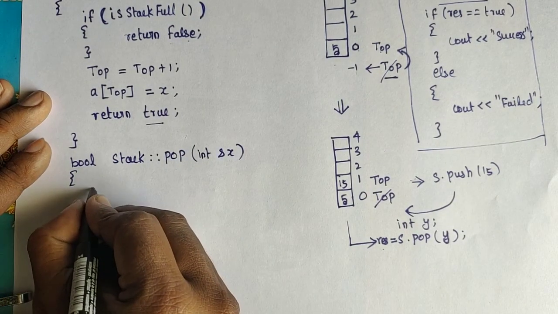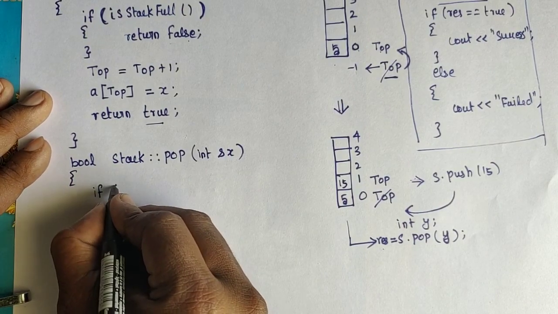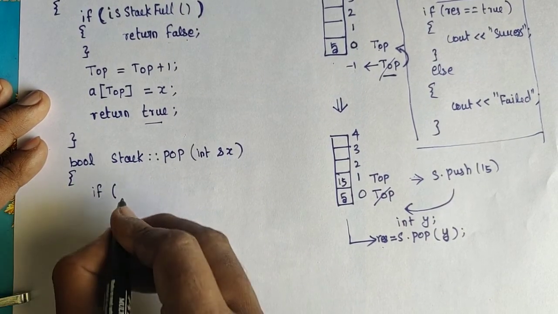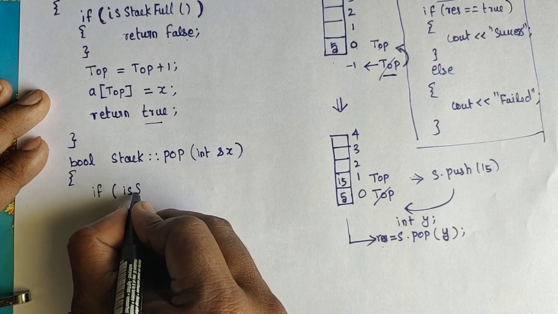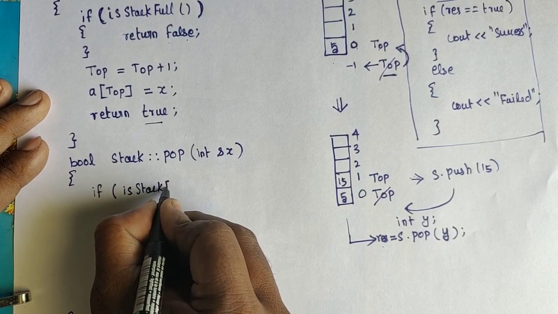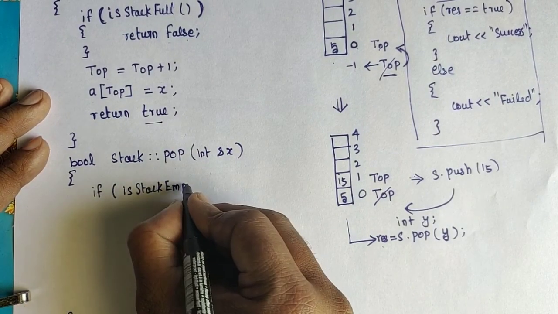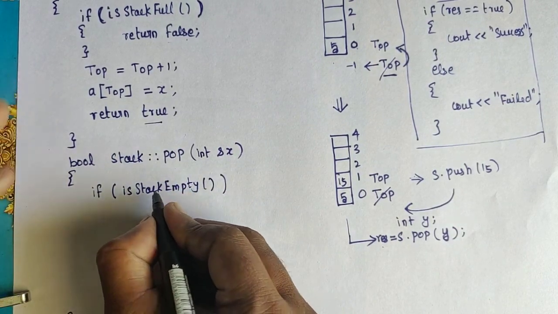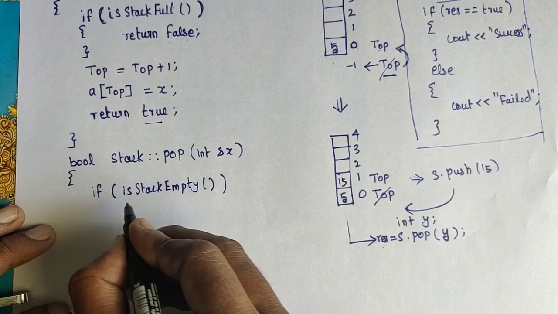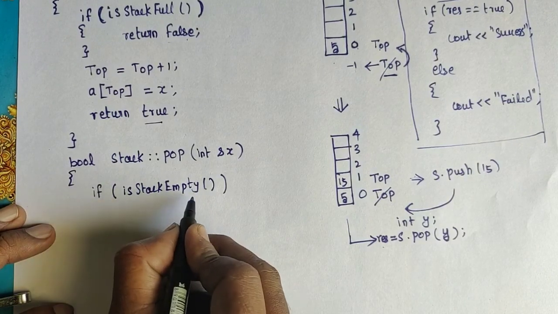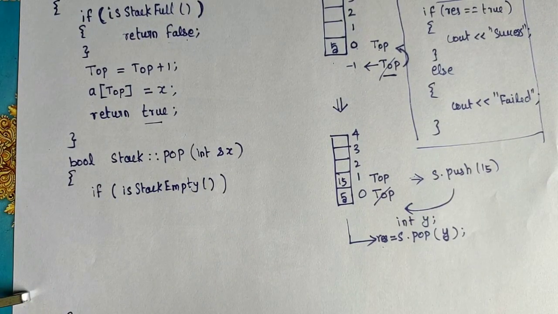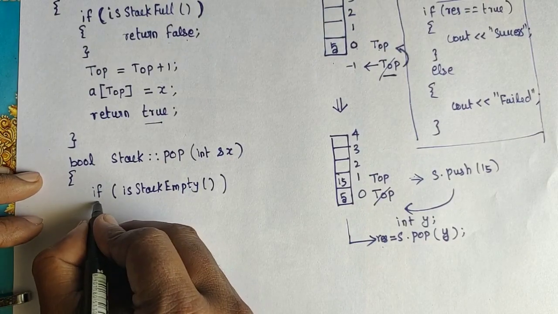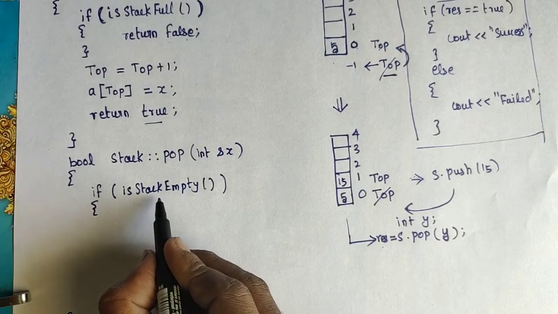How can we check whether the stack is empty or not? We have already added a function, is stack empty. Okay, so this is also a member of the same stack. So we are just calling is stack empty like this. If it is true, the stack is empty. How will it be checked?